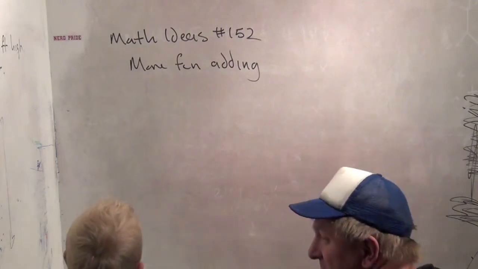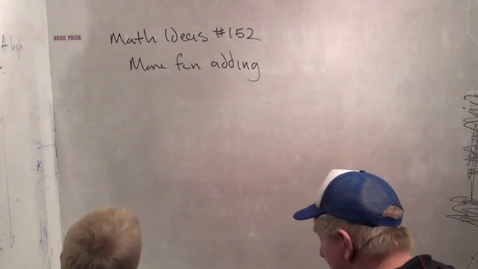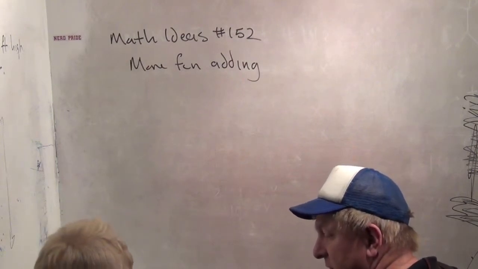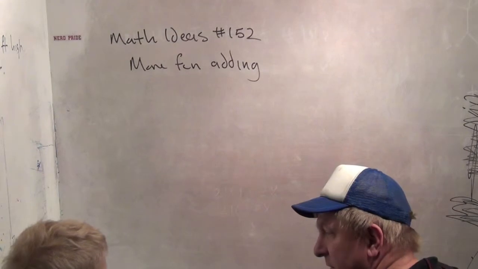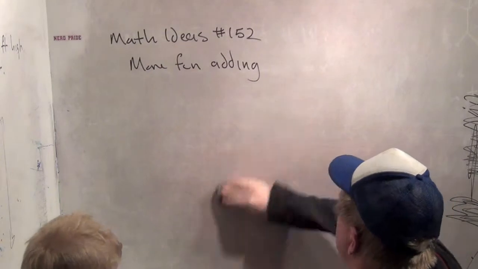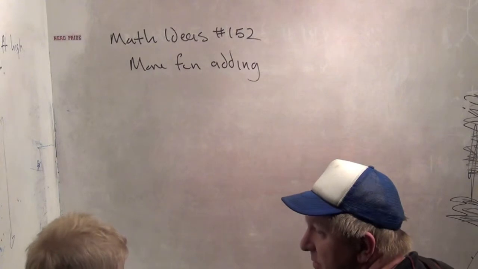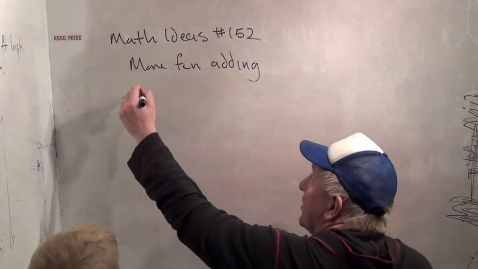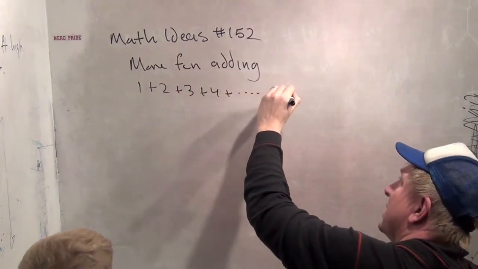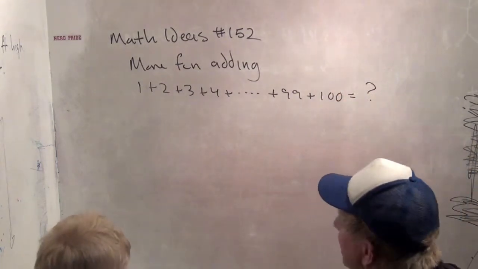All right, let's go. Now, two videos ago, MathIdeas 150, I showed you some neat things about adding numbers with blocks. And yesterday we did it with numbers. I think we did up to 25? That sounds right, actually. Today we're going to go up to 100. 1 plus 2 plus 3 plus 4 plus... 99 plus 100. What does that equal?